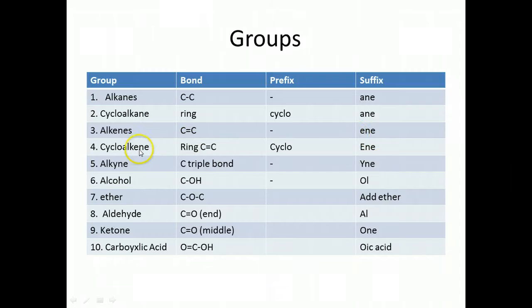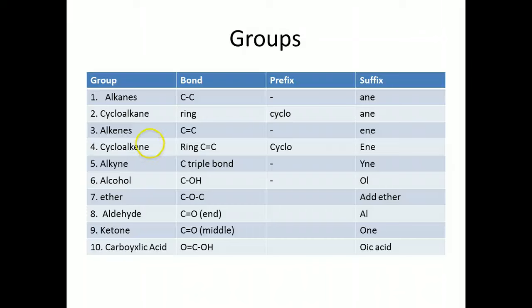Then if we have a cycloalkane, we have a ring, and we also have a carbon-carbon double bond, so we add the prefix cyclo, and then we add the ending ene. And of course we have to number the cycloalkane or the alkene so that that double bond has the lowest number possible, starting at whatever end is closest to the double bond. And for a cycloalkane, we have to give the double bond carbons 1 and 2.